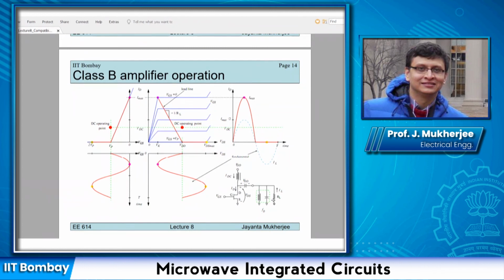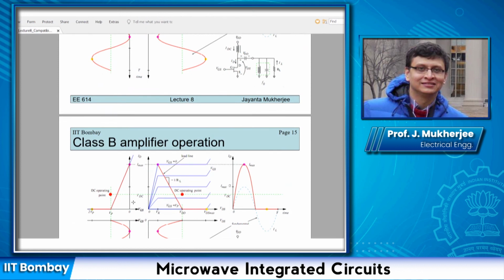So you see that both for class A and class B, the current at the load end is sinusoidal, and since the load itself is resistive, the voltage across the load must also be sinusoidal. So in both class A and class B amplifiers, the input and output voltages are always sinusoidal. It is just that the drain current is not sinusoidal. The drain current is on for 50% duty cycle, and that's why the efficiency is higher in a class B amplifier.